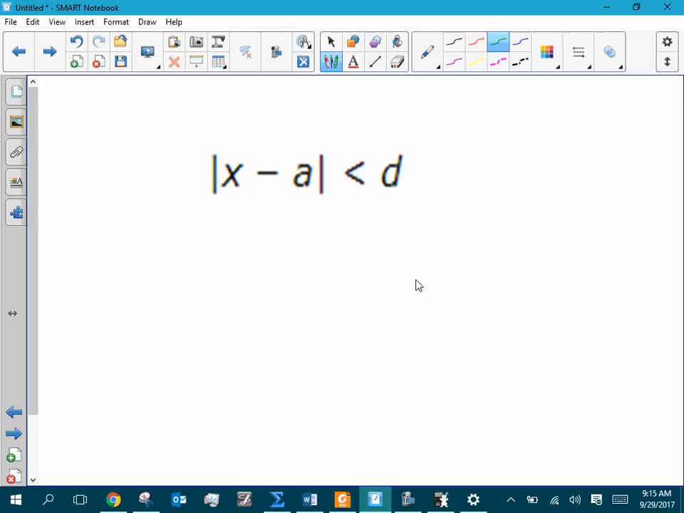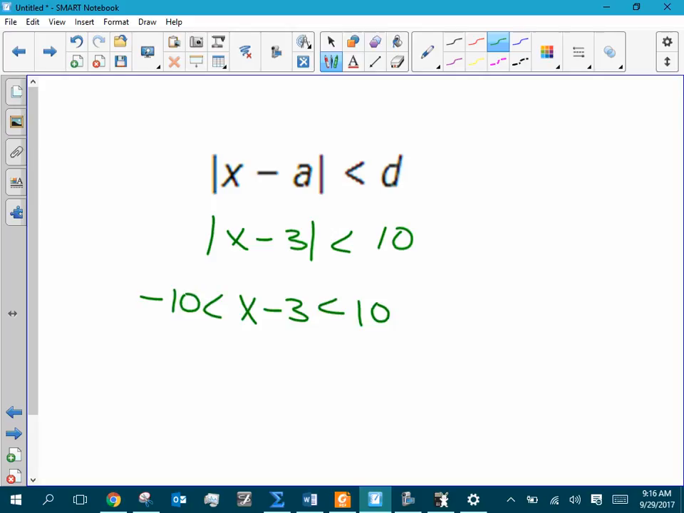But we're going to approach it the same way. Remember the A and D here are just representing values. Okay, so let's say X, let's just say A was 3 and D was 10. Would we know that we're going to rewrite this as X minus 3 is less than 10 and greater than -10? Would we be able to do that? Okay, so let's think about it this way. A we changed to 3, D we changed to 10. So wouldn't this over here be negative D? Is that going to make sense? And this would still be A.